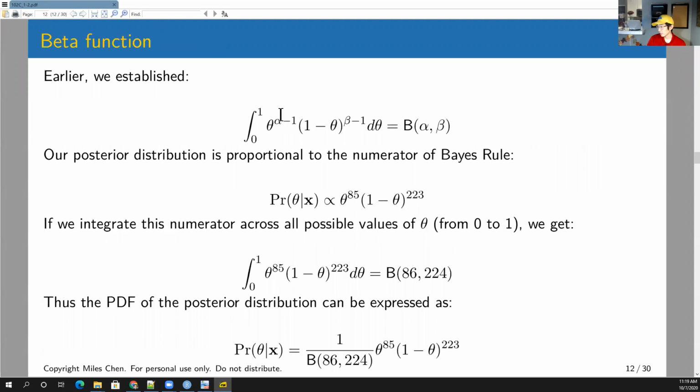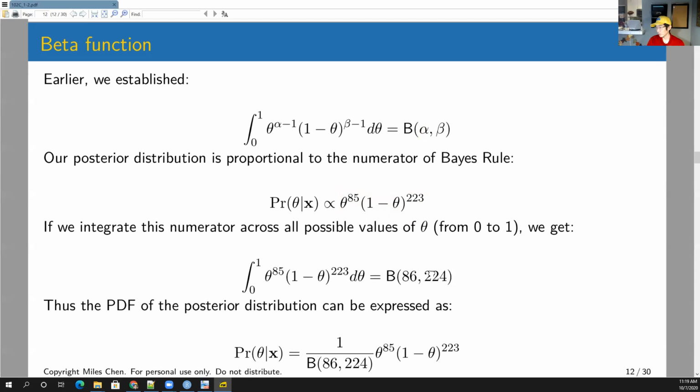We're going to use that fact and take the integral of this thing, because we said this thing is going to integrate to this. So if I take the integral of this from 0 to 1, this is going to be equal to the beta function with alpha equal to 86 and beta equal to 224.